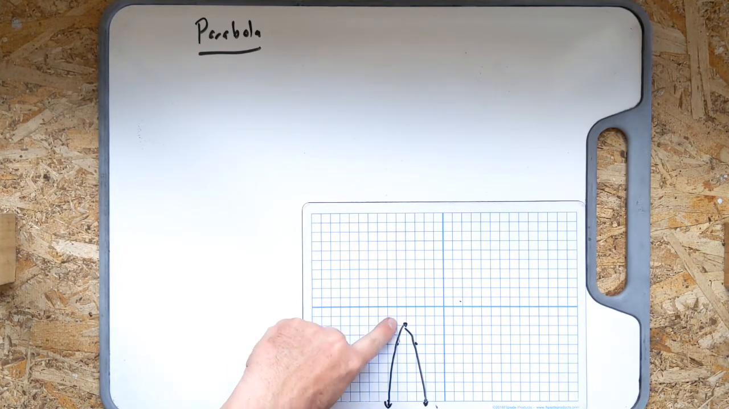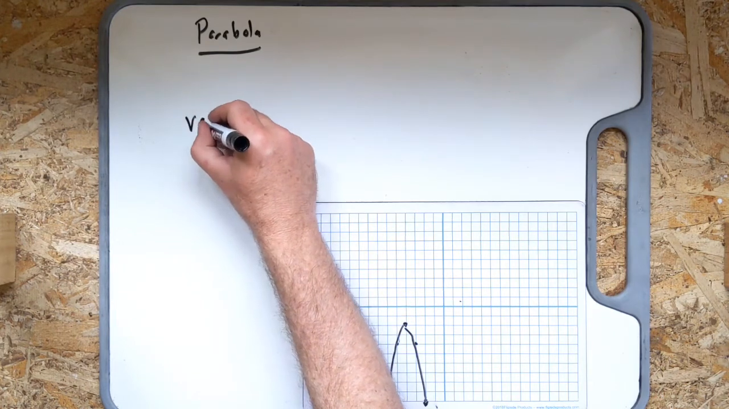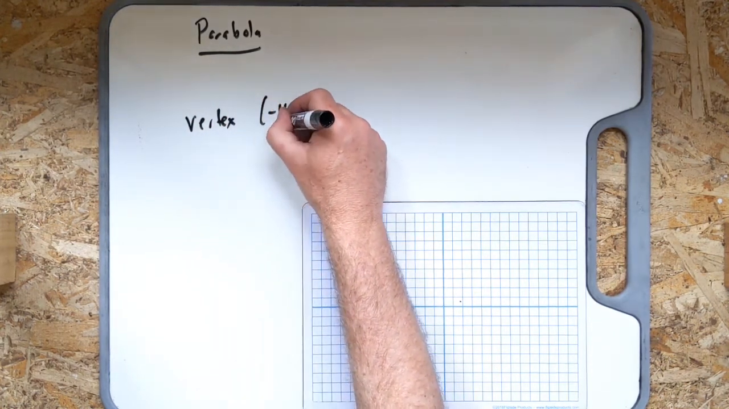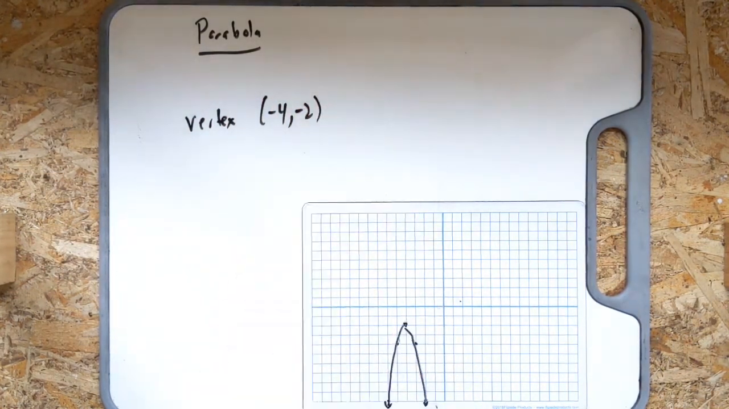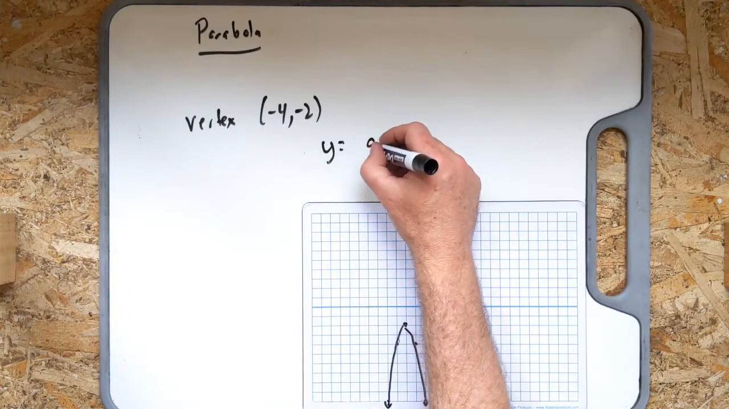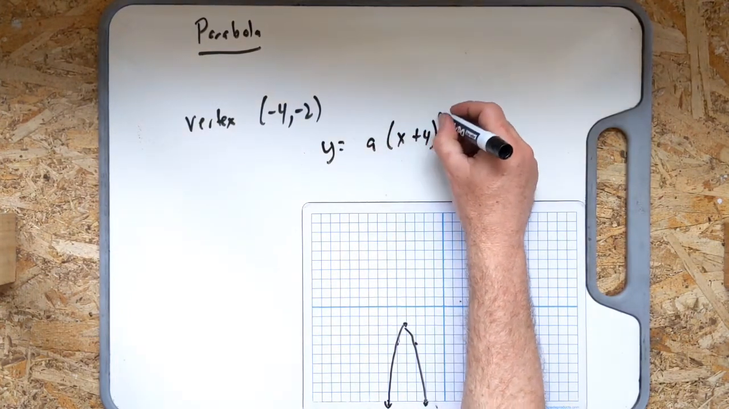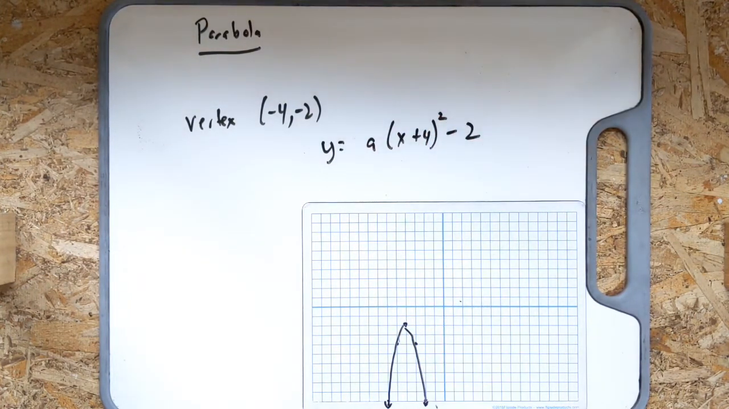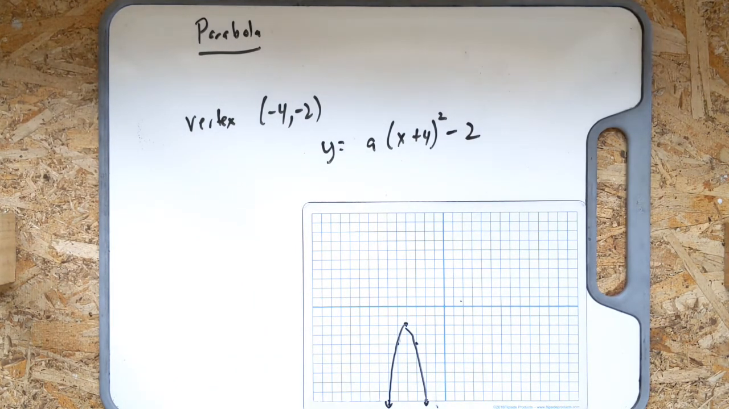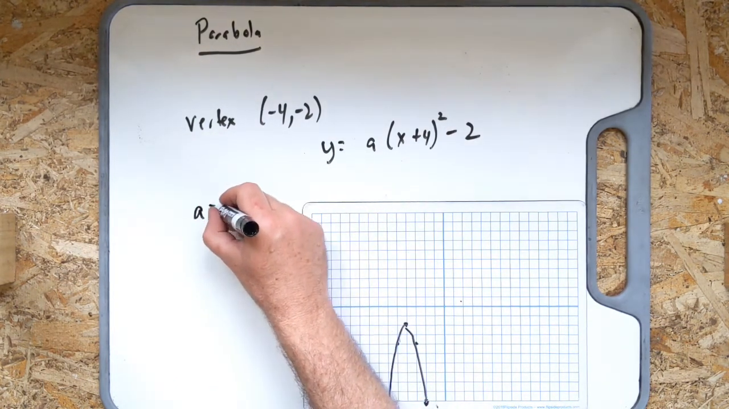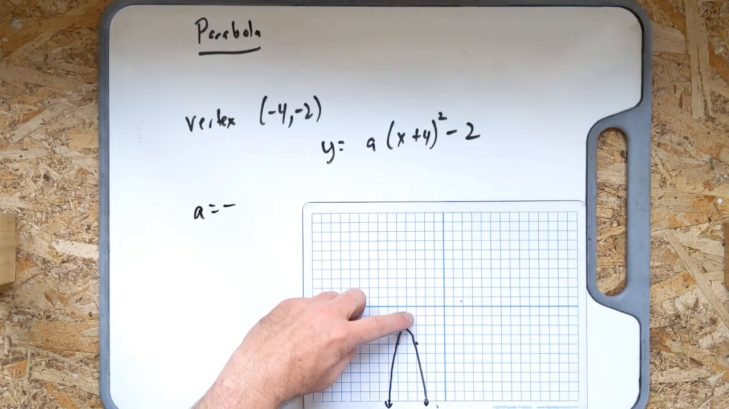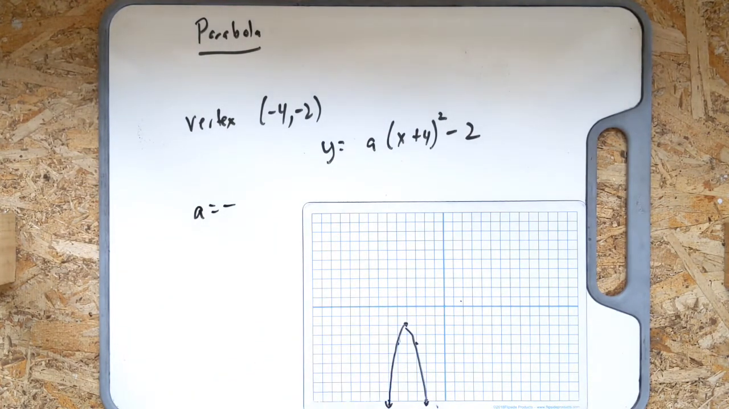Okay, so again, start with the vertex. That is (-4, -2). And then that means the equation is y equals a(x plus 4) squared minus 2. I just have to find a. In this case, it's negative because it's upside down. And I'm going over 1 down 2, over 2 down 8. So it's actually -2.